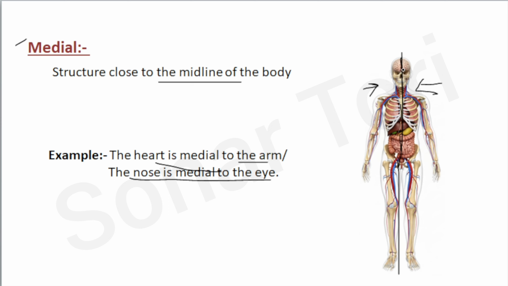See that this is the heart and this is the arm. So the heart is closer to the midline of the body. Likewise, this is the nose and this is the ear. So the nose is closer to the midline of the body. That's why we can say that the heart is medial to the arm, or the nose is medial to the eye.